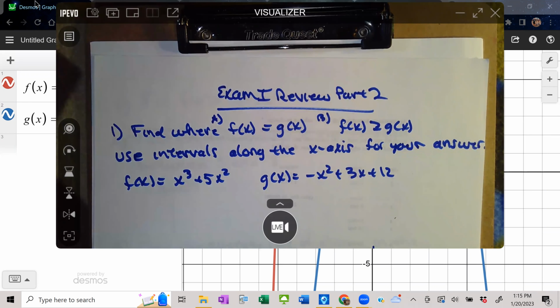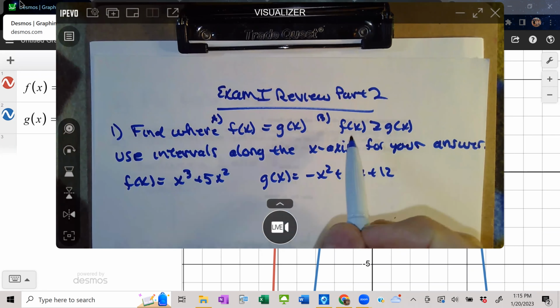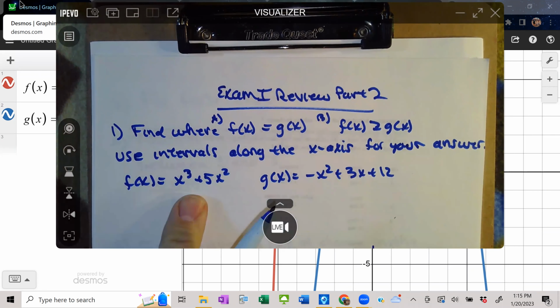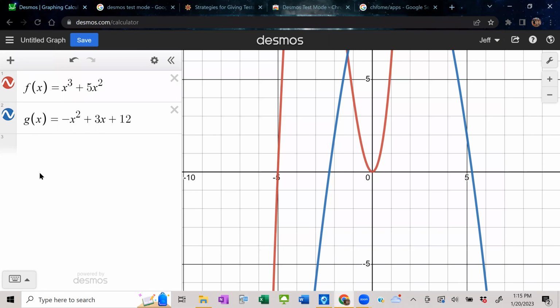I'm just going to go over a few things that the first part left out, starting with this problem. Find where f of x equals g of x and where f of x is greater than g of x. F of x and g of x are defined respectively here, and conveniently they're input in Desmos over here.